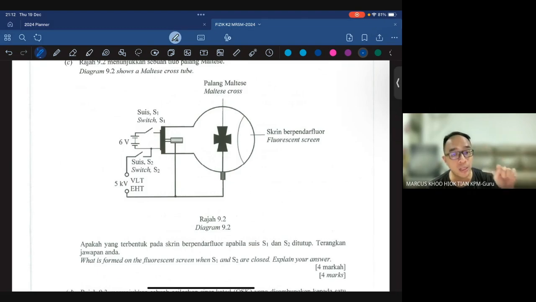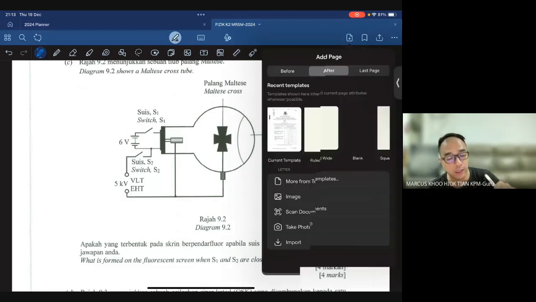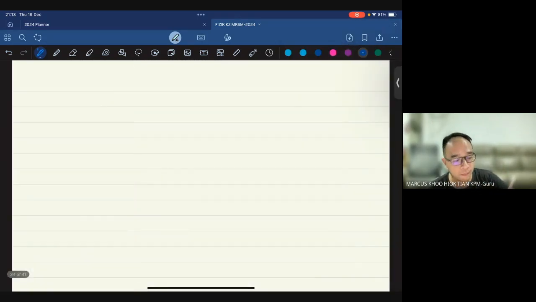Okay, when you switch on S1 only, you get the first shadow, which is the yellow color one, the black one. When you switch on the second switch, you get the black shadow also, but the color of the screen now becomes green, because of the pentafloor screen. So let me give you this one now. The first answer has to be: 2 shadows will be formed.